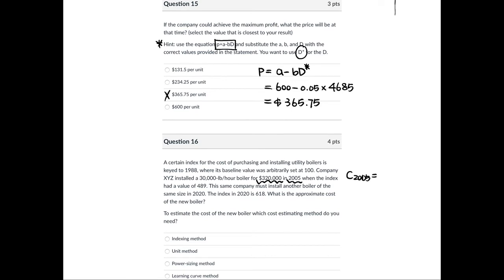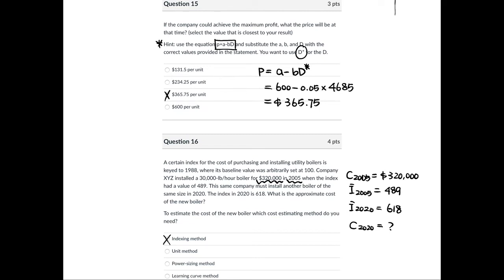So we know the cost in 2005 is this, when the index had a value of 489, so index I bar of 2005 for that boiler is 489. The same company must install another boiler of the same size in 2020. The index in 2020 is 618, so I bar in 2020 is 618. And so what is the cost in 2020?